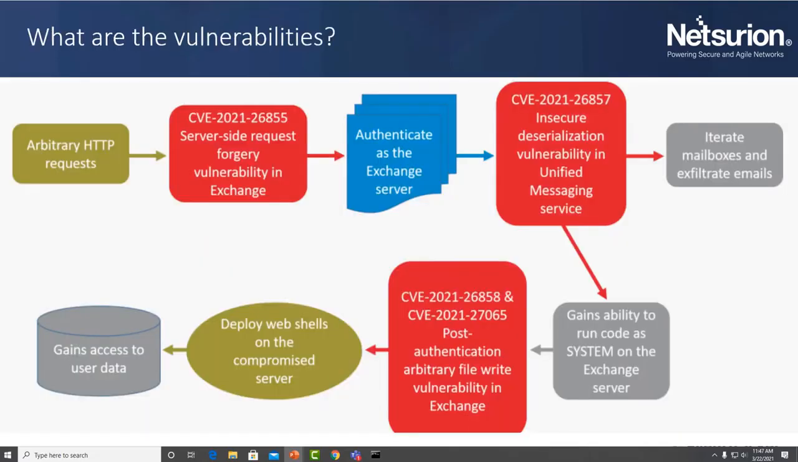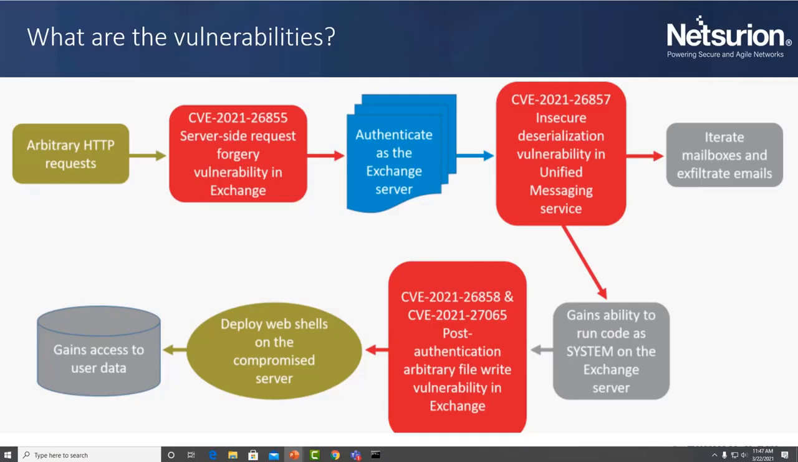So how does this attack actually happen? Well, it turns out that there are 4 zero-day vulnerabilities that were chained together. The first one of which allows you to get a server-side request forgery and takes arbitrary HTTP requests and allows it to authenticate as the Exchange server. After that, another insecure deserialization vulnerability allows the user to iterate mailboxes and exfiltrate emails.